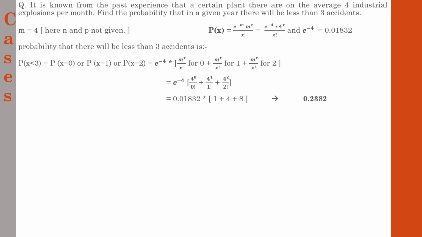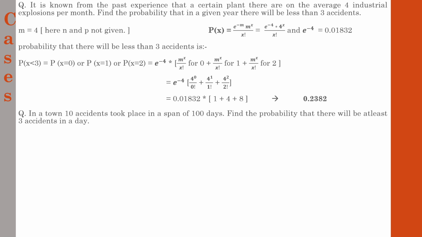So let us try another case. Same pattern, but the presentation of the question might be different, so you need to understand the concept. Let us discuss another example. In a town, 10 accidents took place in a span of 100 days. Find the probability that there will be at least 3 accidents in a day.